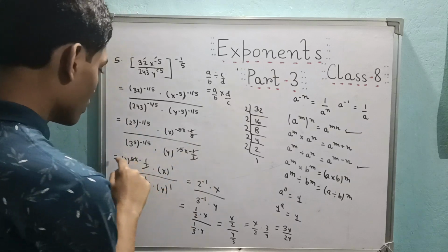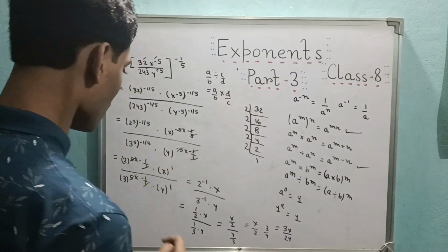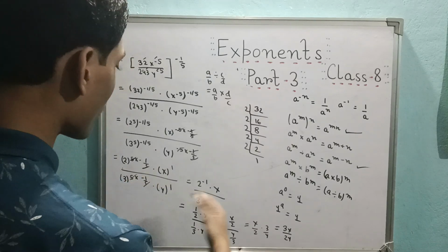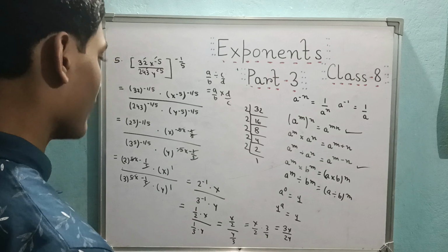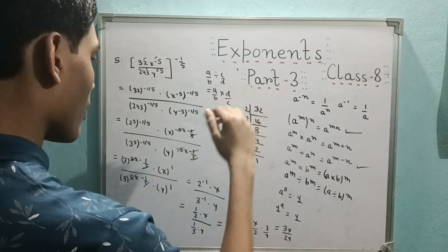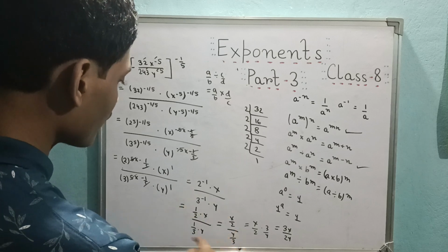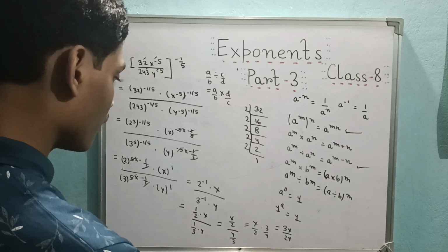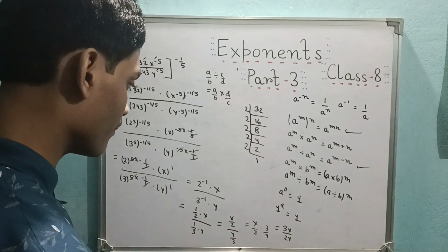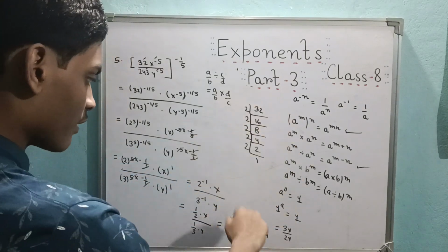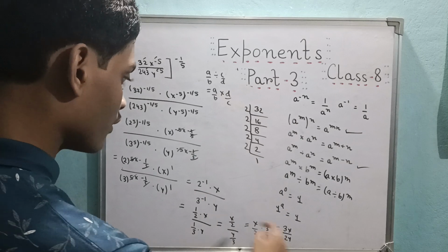You will get 2 to the power minus 1 into x to the power 1 by 3 to the power minus 1 into y to the power 1. X to the power 1 is x, y to the power 1 is y. And 2 to the power minus 1 is 1 by 2, 3 to the power minus 1 is 1 by 3. So 1 by 2 into x by 1 by 3 into y. That is x by 2 by y by 3. A by b divided by c by d equal to a by b into d by c. That is x by 2 into 3 by y. 3x by 2y.